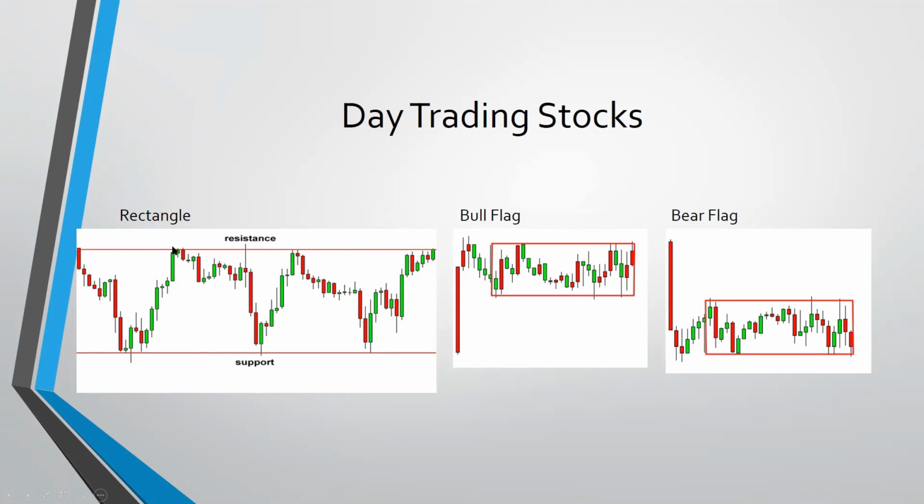How do we know it's a rectangle? Well, it looks rectangular. If we take a shape here, 1, 2, 3, 4, this gives rise to a rectangular type shape. Hence the reason why we call it a rectangle. Resistance is almost parallel to support. Note, when we draw two trend lines and they are parallel to each other, we sometimes refer to the chart pattern as a channel. So two trend lines that are parallel to each other is sometimes referred to as a channel.